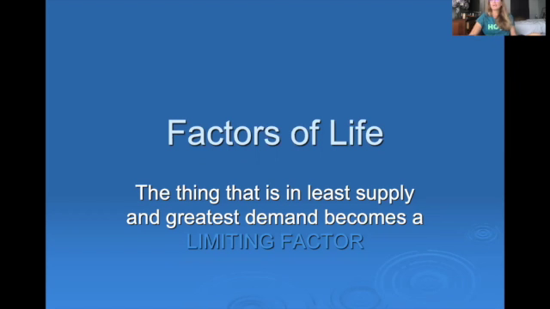So when we think about humans, we need food, water, and shelter. And all three of those things could be in limiting supply. But the limiting factor is the thing that's going to kill you the fastest. Of food, shelter, and water, if we go without water, we die within 2 days at the most. And so that becomes the limiting factor for humans.